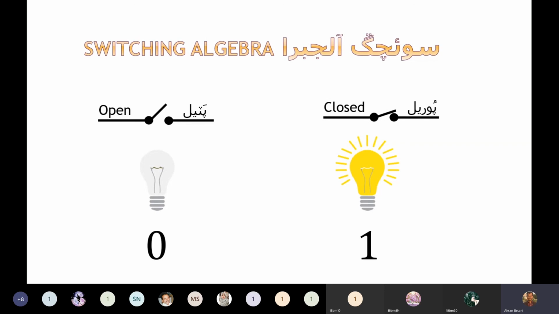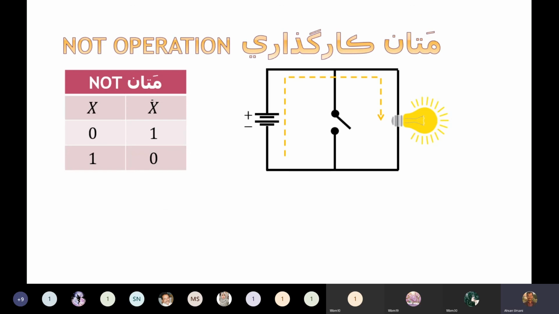We represented the conditions of a switch with true and false. For example, if a switch is open, we represent it using 0. If the switch is closed, we represent it using logic 1. Lamp off is logic false, lamp on is logic true. Okay, now this is a very simple circuit.